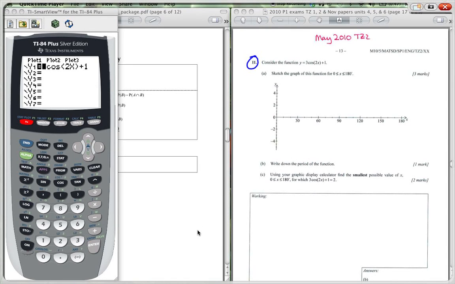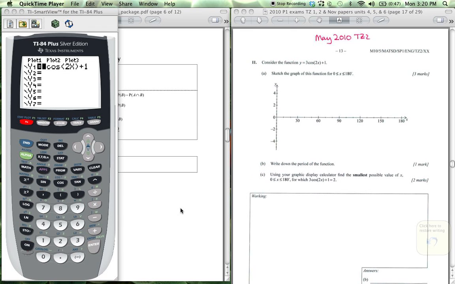Question 11. Consider the function y is equal to 3 cos of 2x plus 1. For part A, sketch the graph of this function for x between 0 and 180. Now, you are going to need to use your graphics calculator here. So I would straight away plot this on my graphics calculator because that's going to help you a lot.